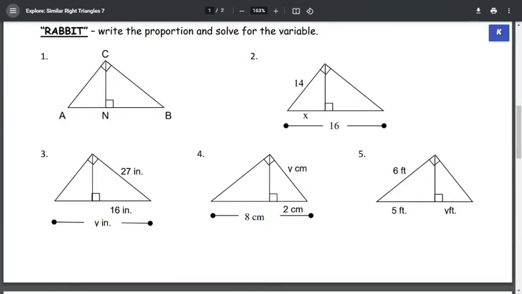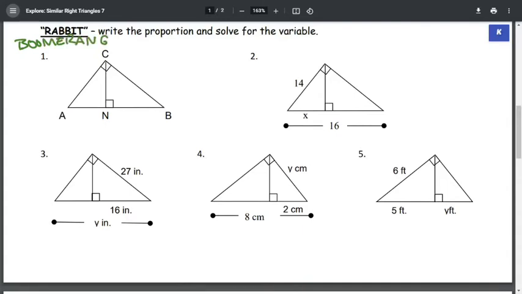Alright, so let's take a look at our second method. And like I said, when I talk about the first is when we are looking at the altitude, which of course represents this line right here, CN. If you notice with these 5 problems here, there's not an altitude that we're looking for or that is given to us. So when that's the case, we have a different method. So we call this the rabbit. Another word that I use to call this with is boomerang.